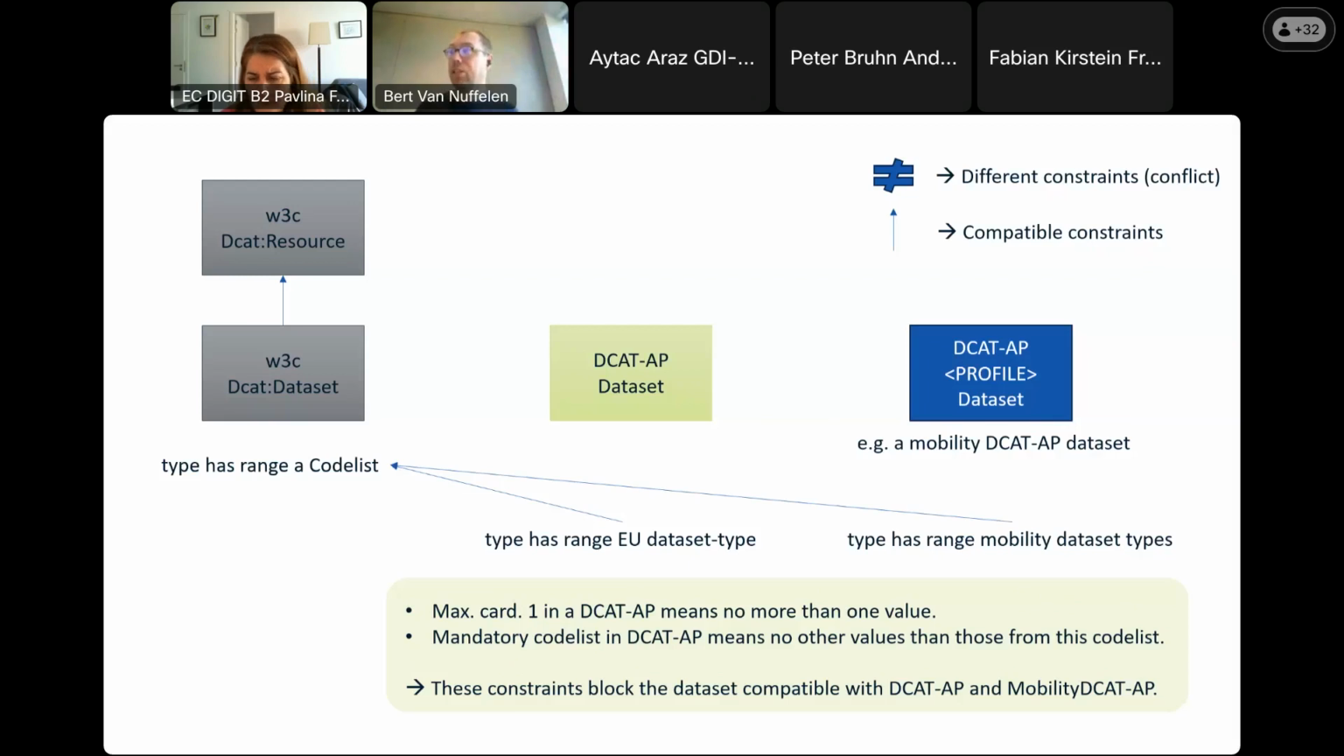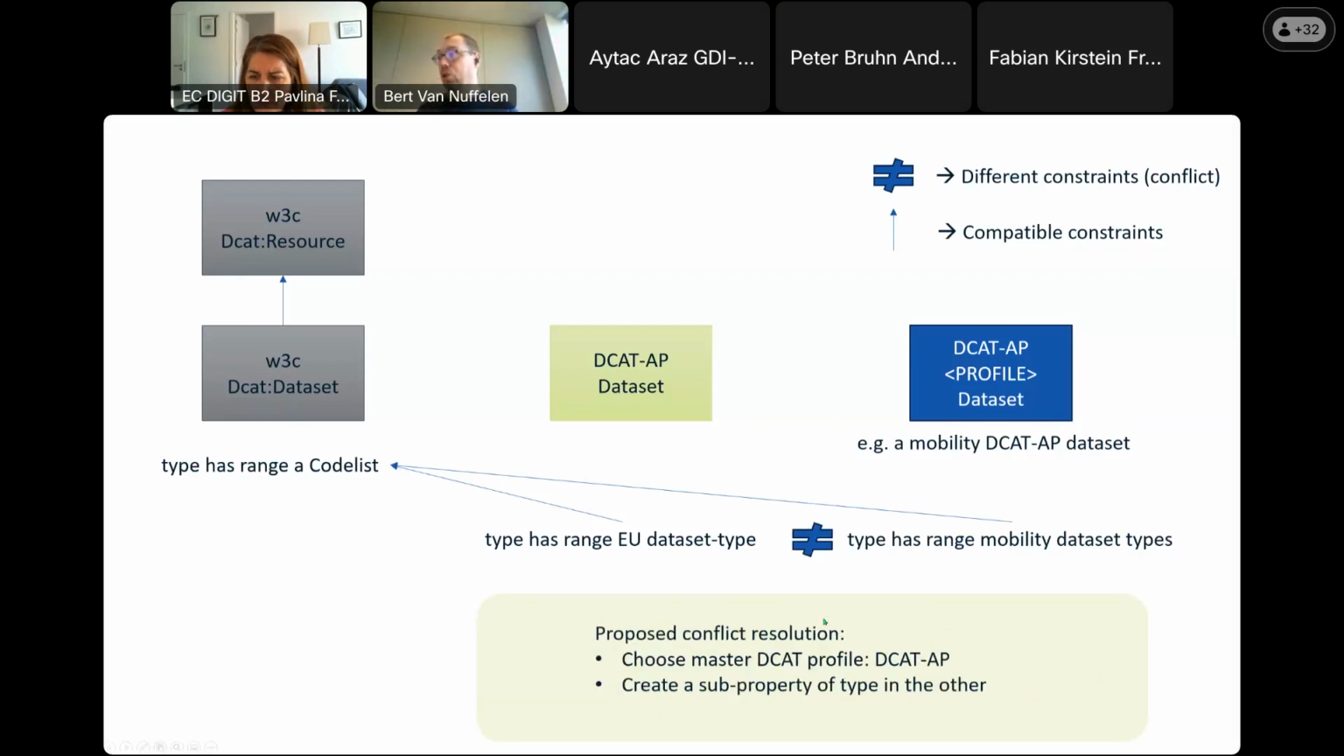So this illustrates that those constraints can block the coherency, the compatibility from one profile to another. You can do the same thing for the mobility profile. If the mobility profile would apply the same constraints, then it might create conflicts with DCAT-AP or other profiles. So it is a conflict across profiles, and we need to do some conflict resolution here.